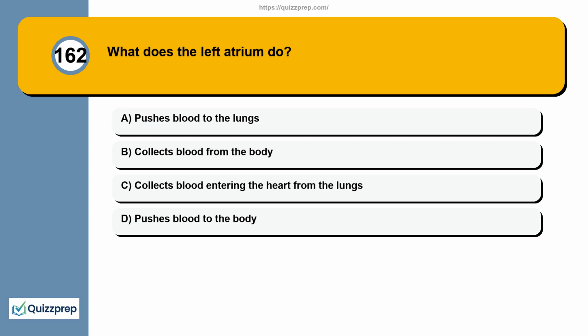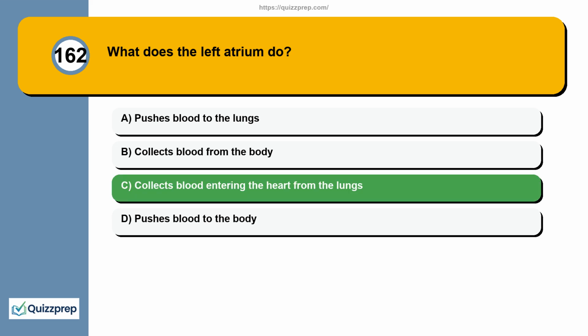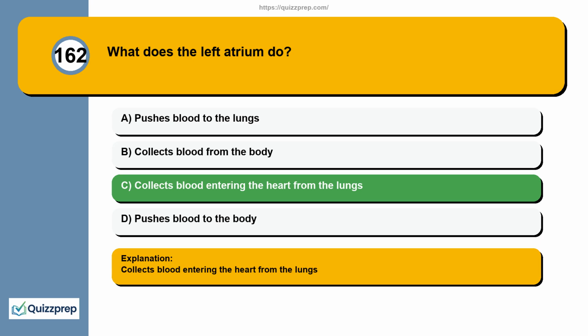Pericardium. Question 162. What does the left atrium do? Option A, pushes blood to the lungs. Option B, collects blood from the body. Option C, collects blood entering the heart from the lungs. Option D, pushes blood to the body. The correct answer is option C, collects blood entering the heart from the lungs.